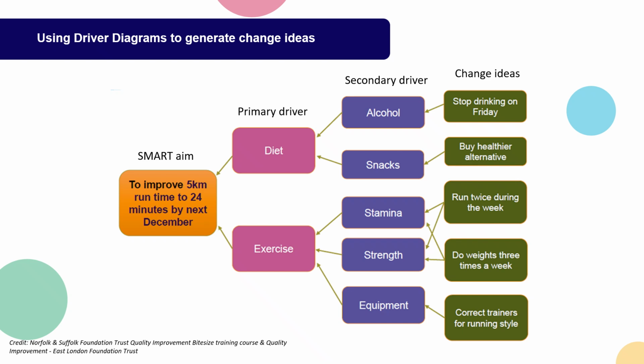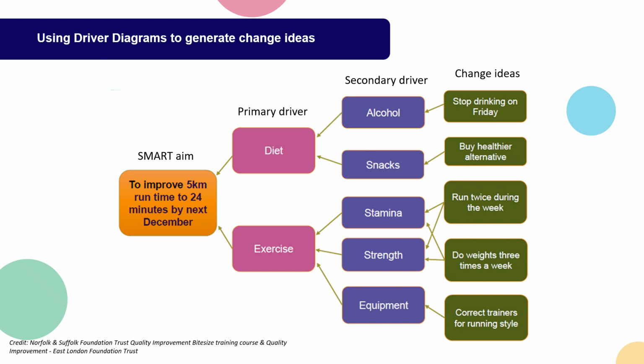Once you've thought about your primary and secondary drivers, you can then move on to your change ideas, which are the things you could do differently to achieve the aim. The importance here is about linking your solution to a driver of the quality issue. This is important for two reasons. First, it is more likely to be successful at addressing the quality issue if you've been through this process. And secondly, it helps with thinking about what can be measured to show whether your change has worked.